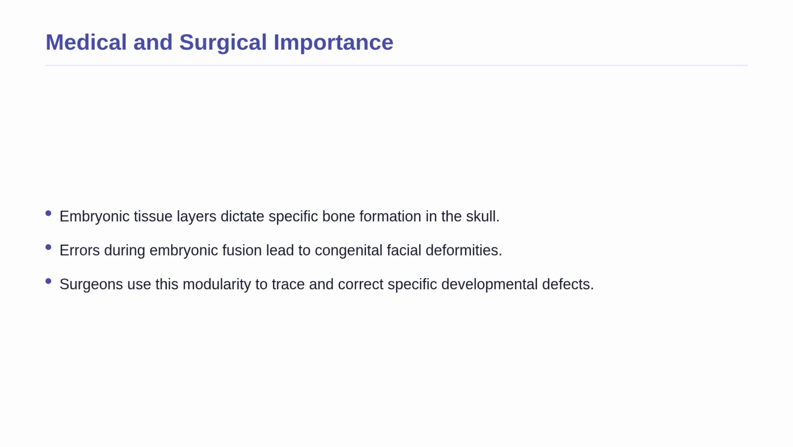When a human embryo develops, these three components still start as entirely separate tissue layers before fusing. Sometimes errors occur during this fusion, leading to congenital facial deformities. Because surgeons understand this modularity, they know exactly which embryonic tissue layer is responsible for a specific defect. This knowledge allows them to perform highly precise reconstructive surgeries, tracing the medical issue back to its exact developmental origin.